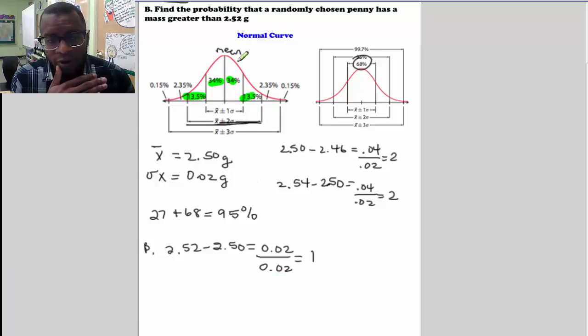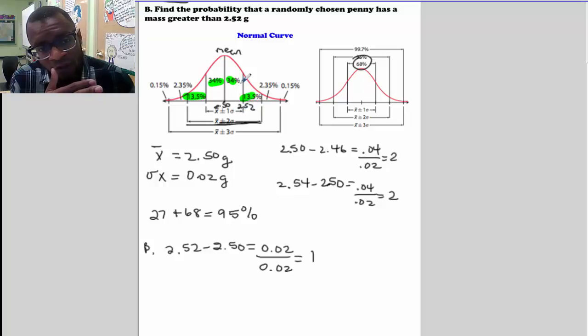So let's pick a different color. Let me mark where, if we're 1 standard deviation above the mean, if this is our mean of 2.50 right here, 1 standard deviation above tells me that 2.52 is at this level, because this is 1 standard deviation above. So this line right here represents 2.52.